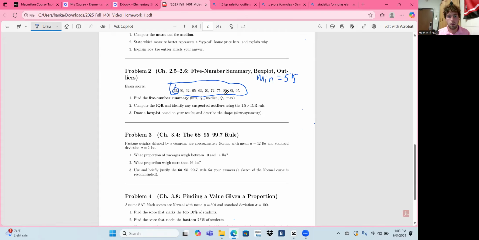Next we can move to the max. We'll identify the minimum and maximum first. The max value is 95. So 95 is equal to the max value. And then from there we can find the median. We'll do the same steps that we did in the first problem. So cross out, cross out, cross out, cross out, cross out, cross out, and we're left with a median of 70.